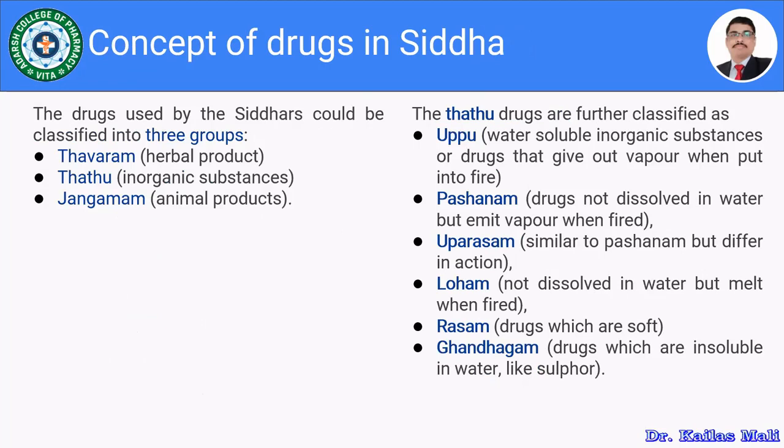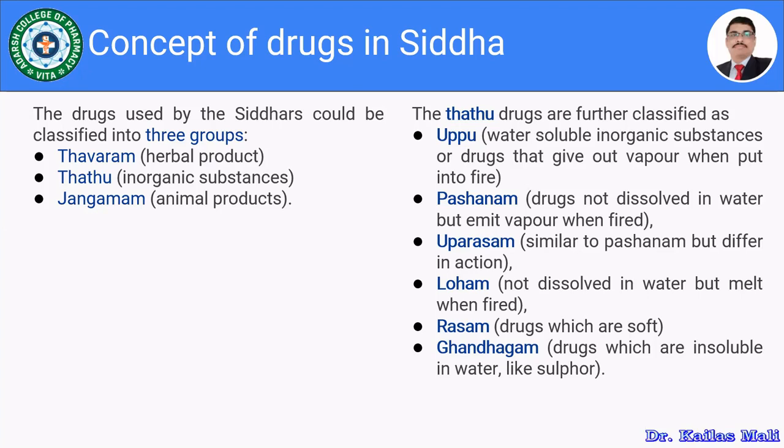Let us move towards the concept of drugs in the Siddha system of medicine. As you know, we consider many types of things under the Siddha system. There are 3 groups considered. The first one is Thavaram, the herbal products. Then Dhatu, the inorganic substances, and Jangamam, the animal products.